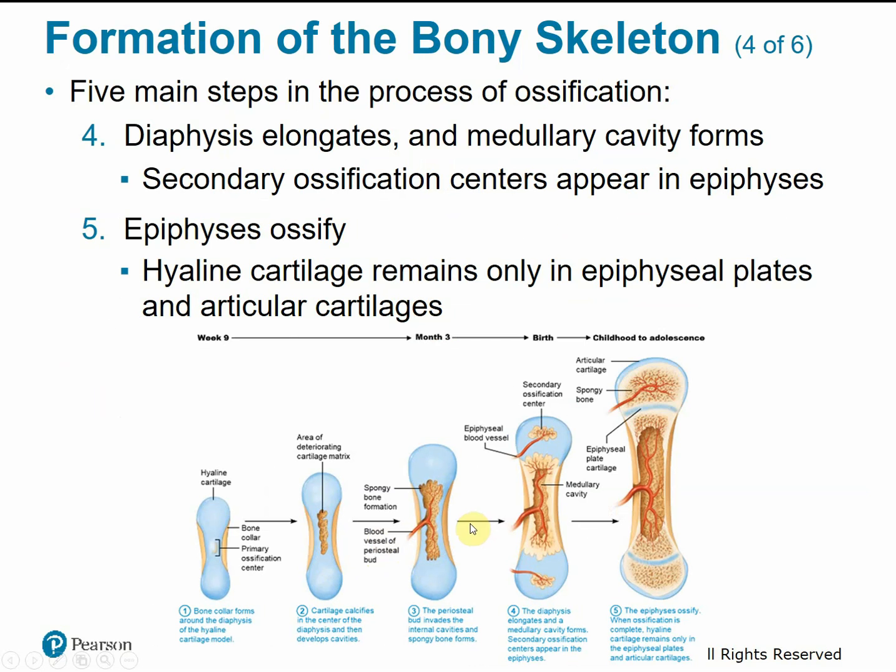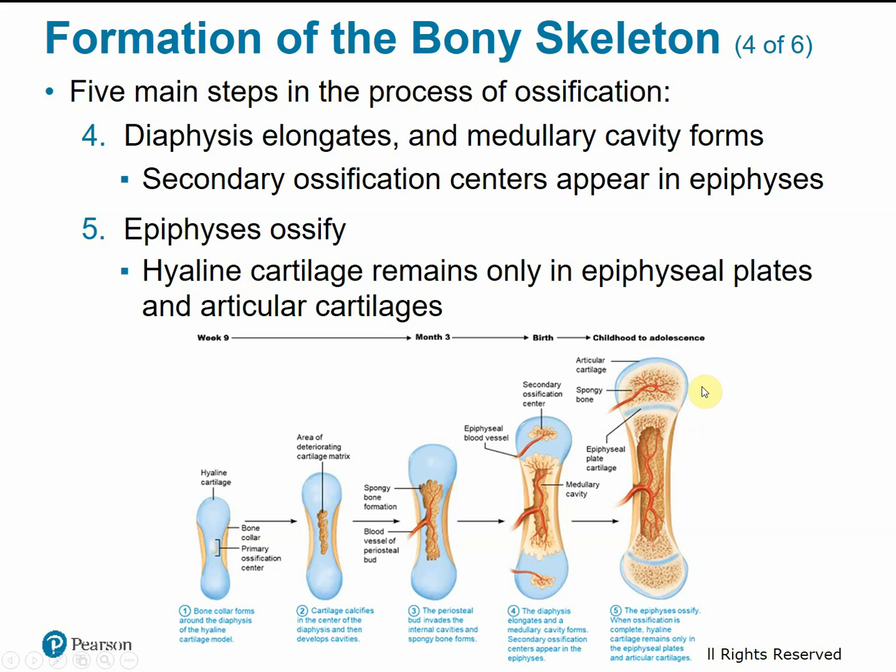So as the bones continue to develop, the diaphysis will elongate and our medullary cavity will start to form. Also happening in this stage, we have our secondary ossification centers start to appear. So remember, we started the process at the primary ossification center, and then we're starting it again at our secondary ossification center. And then finally, step 5, the epiphyses, or the ends of the bones, will ossify. So at the end of the process, the only hyaline cartilage that's going to remain in the bones is found in the epiphyseal plates in between the diaphysis and the epiphysis, as well as the articular cartilage at the sites of joint attachments.